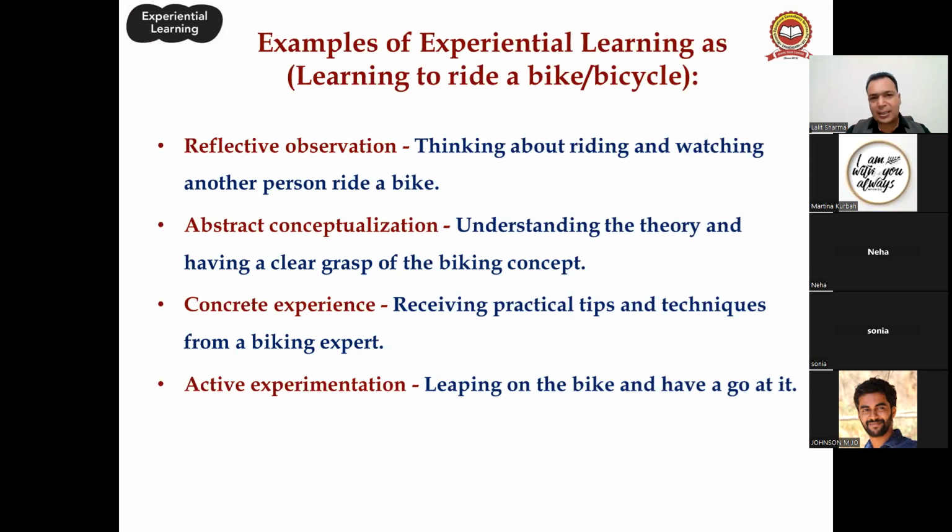And last is experimentation. Now, leaping on the bike and having a go at it, right? Because now the student has got the first reflective experience, he saw another person ride a bike, then he understood the abstract conceptualization, what is the internal process, how to ride a bike and other things.